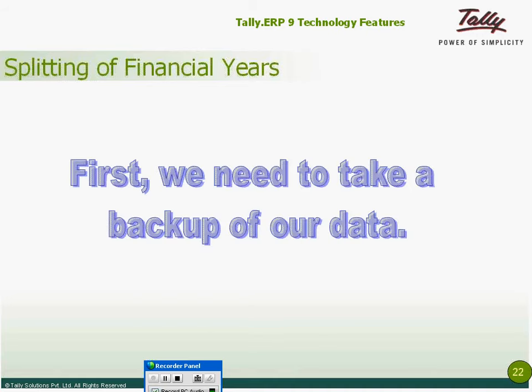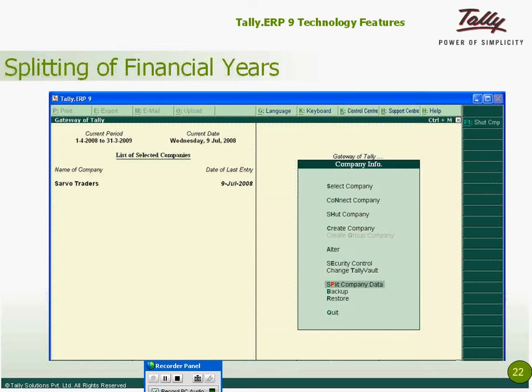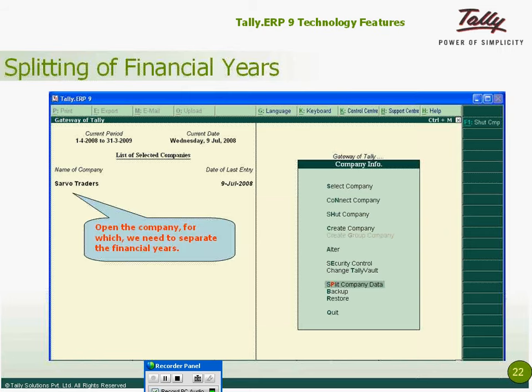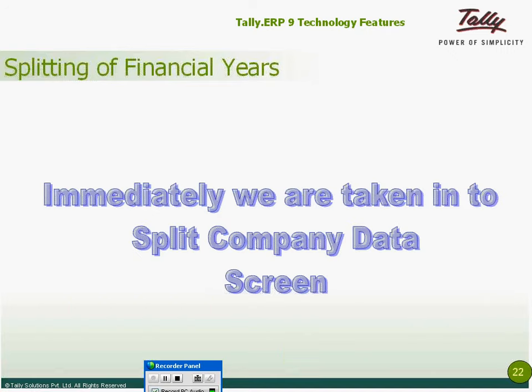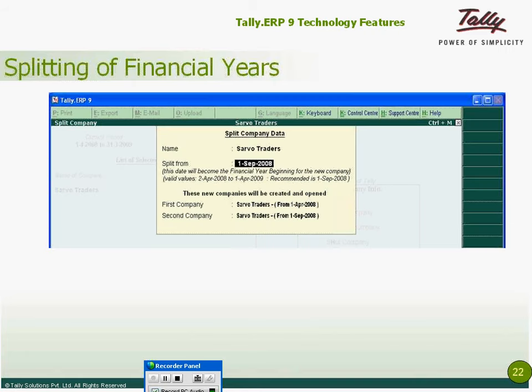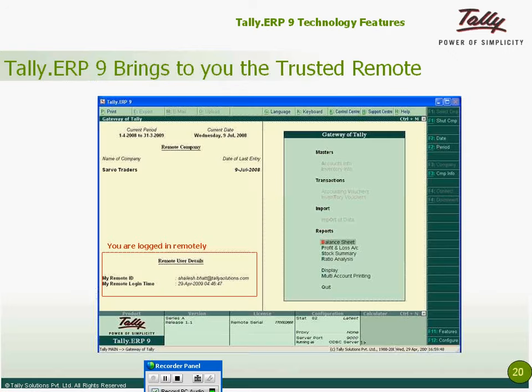First, we always suggest our customers take a backup of their company data. Once the backup is taken, you can go into the company information menu and hit enter on split company. When you hit enter, immediately you are taken into the split company data screen. Here, you need to specify the date from which you wish to split the company data. The date you specify in the split from column will become the new financial year for the second company.